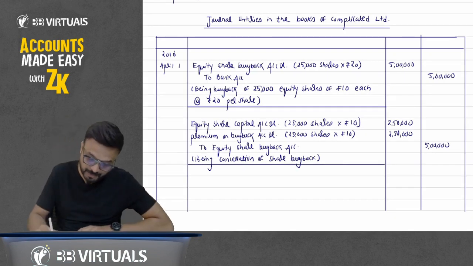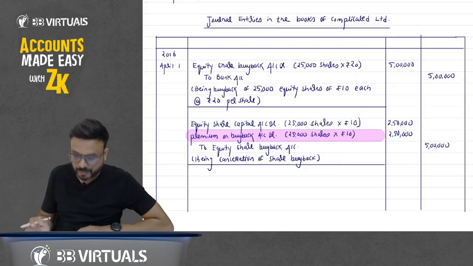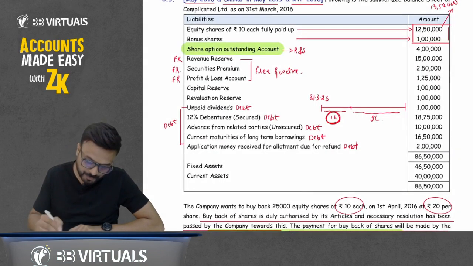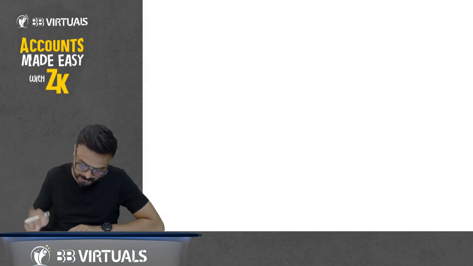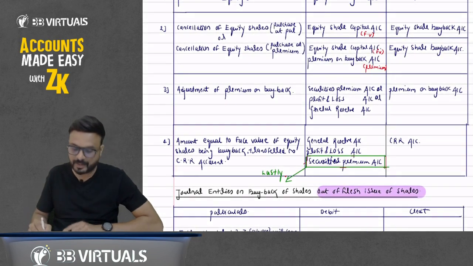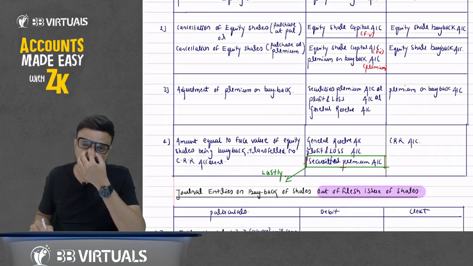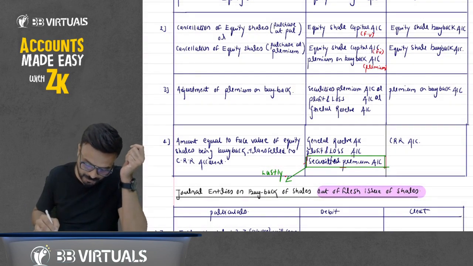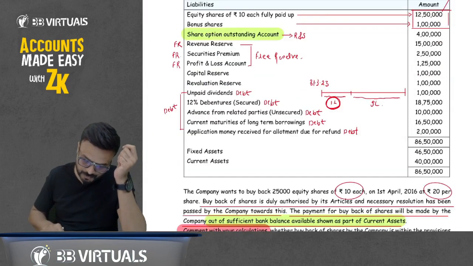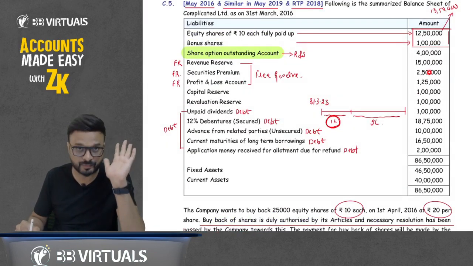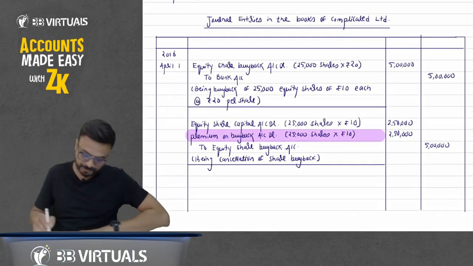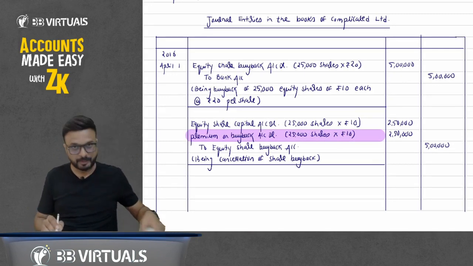Now we have paid some premium on buyback, so we have to write it off. So how much we want to write it off? 2,50,000. This amount, that's premium on buyback. You know that premium on buyback can be adjusted against securities premium, against profit and loss account, or against general reserve. So we will adjust against, suppose, securities premium. We have a balance of 2,50,000 in securities premium. So write down here securities premium account debit.